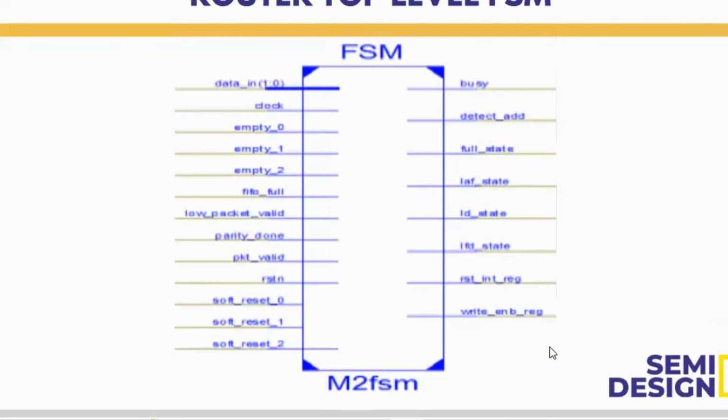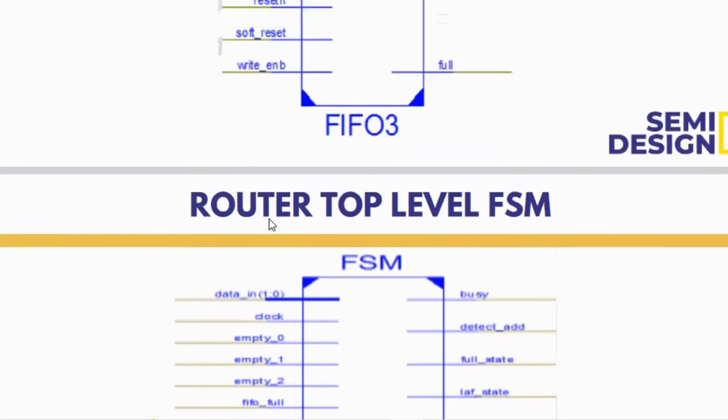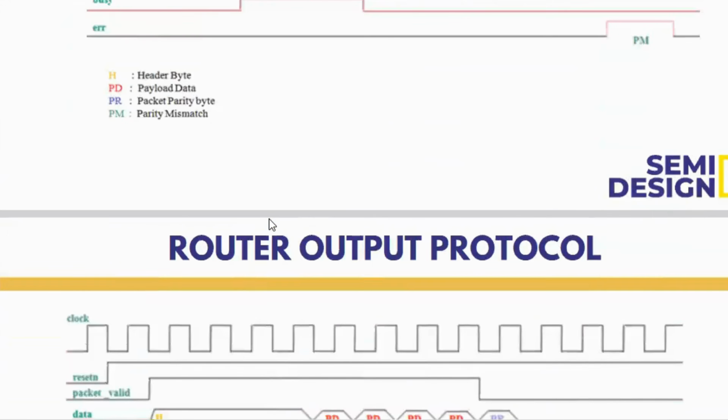Could you please tell me that low packet valid one more time? Low packet valid is one? Yeah. Okay, wait, I'll show that.